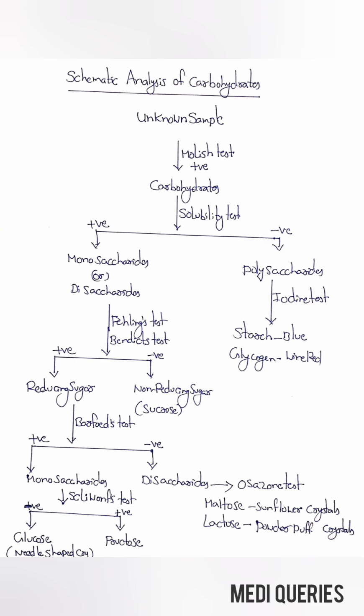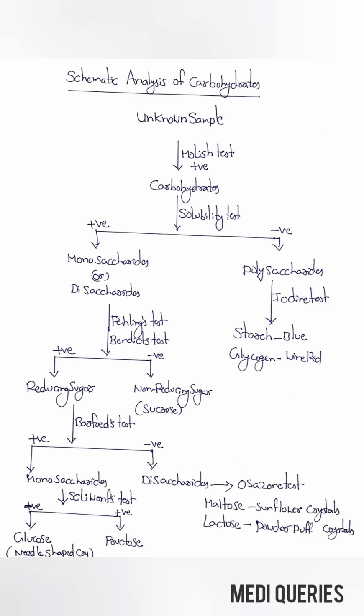After confirming the carbohydrates, conduct a solubility test. It will give positive for the monosaccharides and negative for the polysaccharides. How we will conduct this solubility test: to the sample solution simply add water. If it is soluble, it is a monosaccharide. If it is insoluble, it is a polysaccharide.